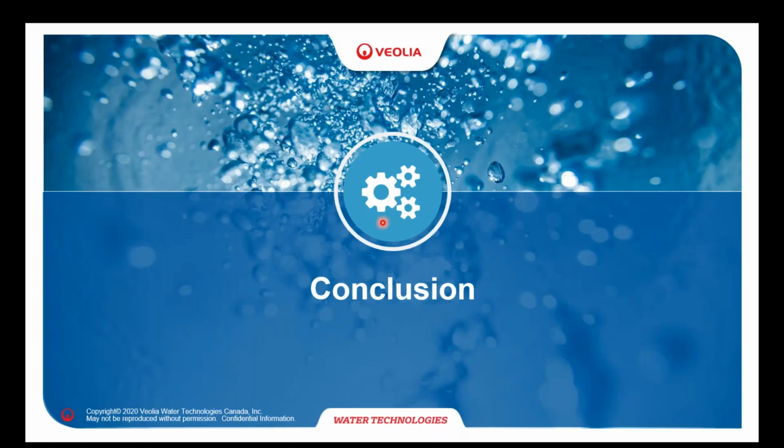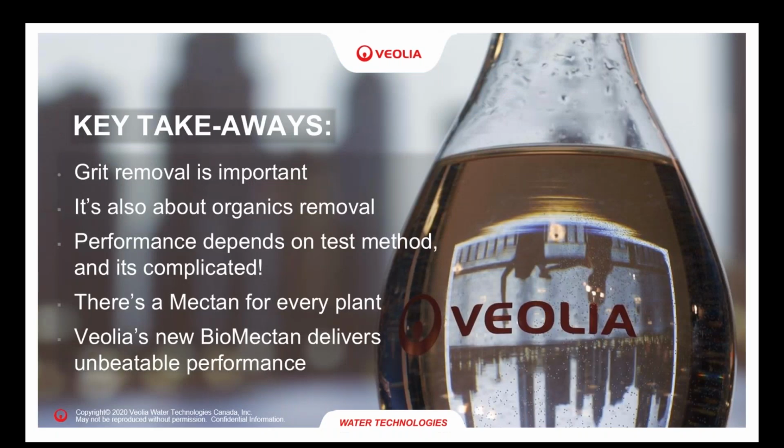So just getting to the end of the presentation now, getting into some conclusions, some key takeaways. Grit removal is important for treatment plants. I'd say it's only getting more important as our technologies downstream get more sensitive, more advanced. We need to protect them better and better. Grit removal is not just about removing grit, it's also about separating organics. So that's key to any grit removal process to work well, is to separate off those organics.